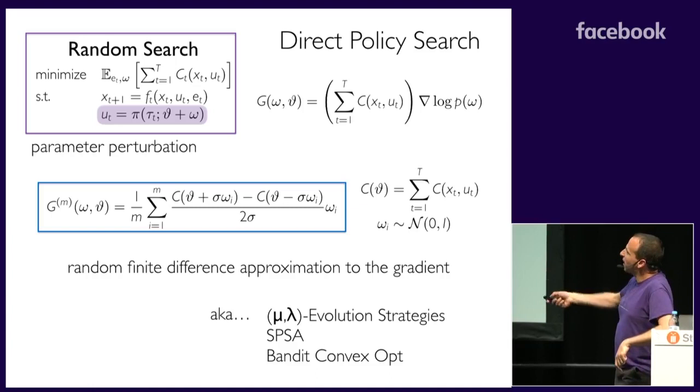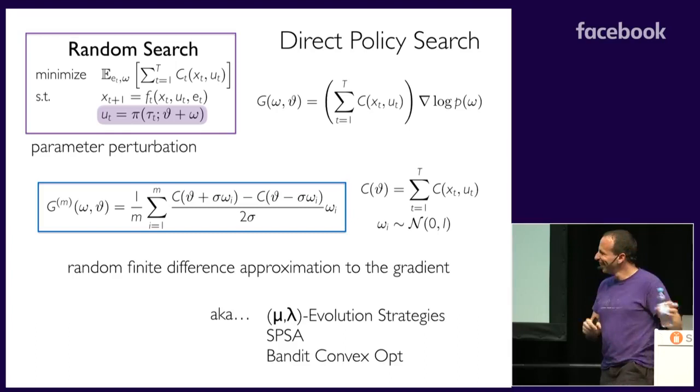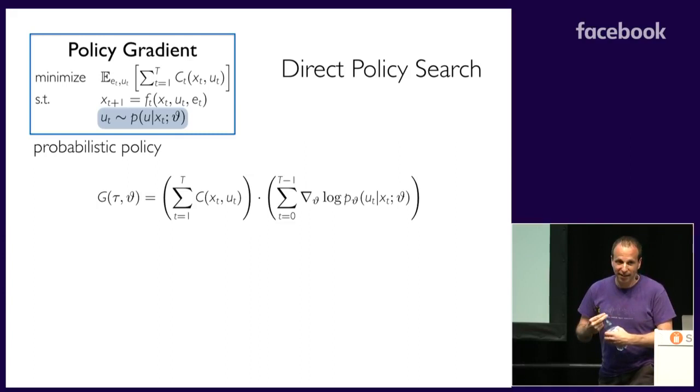I call it random search. I know a lot of people hate that, but I'm gonna stick with what the Russians called it, because they get mad too. Don't cross the Russians. Bad things happen. Okay, so policy gradient is different.